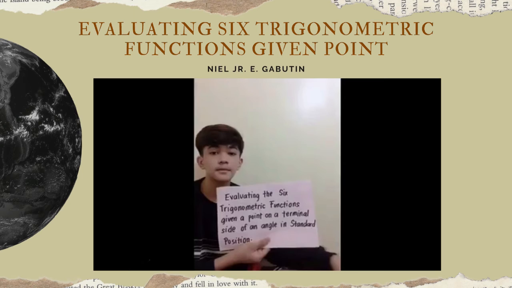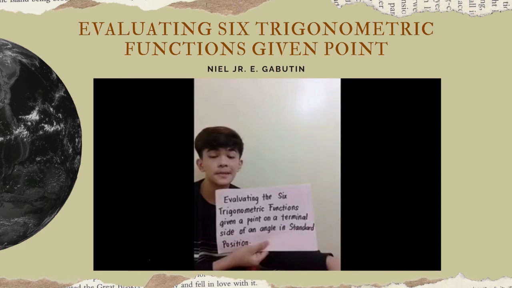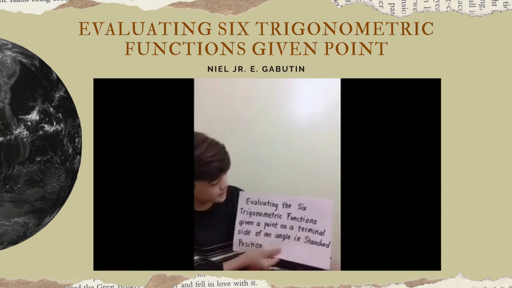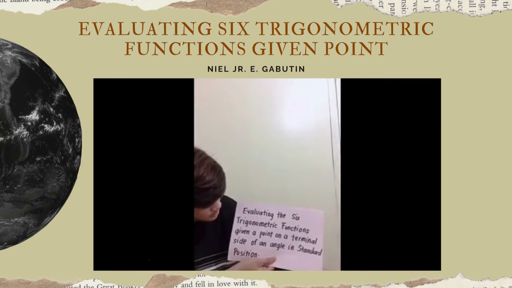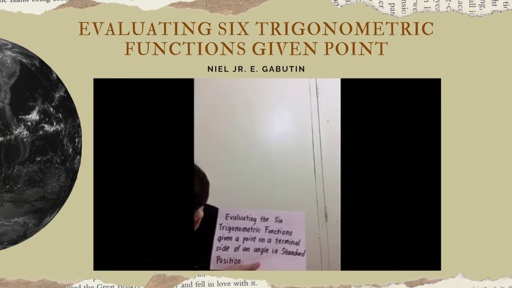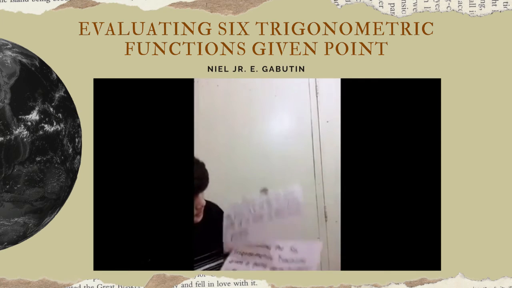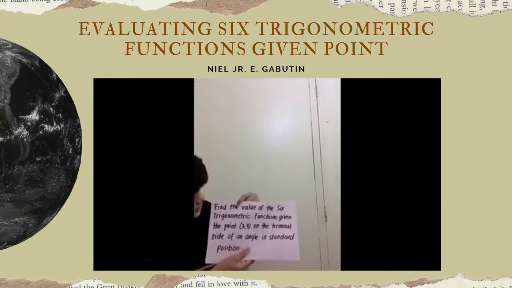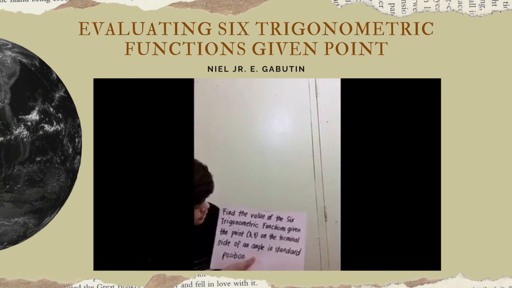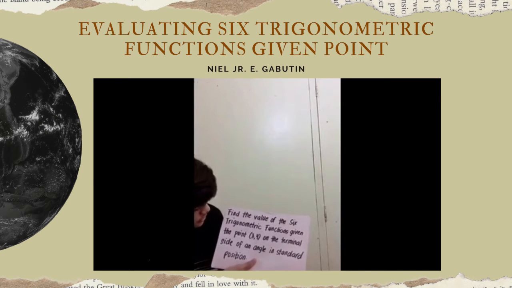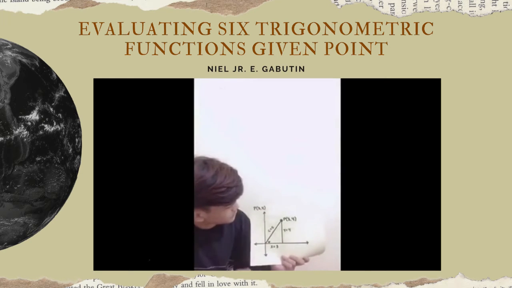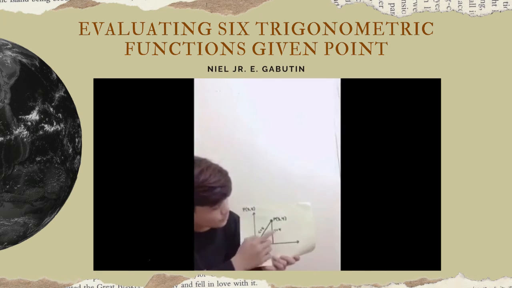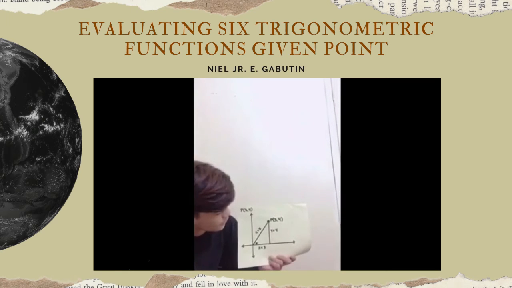I'm Niel Gabutin from STEM 11A. Evaluating the 6 trigonometric functions given a point on the terminal side of an angle in standard position. Find the value of the 6 trigonometric functions given the point (3, 4) on the terminal side of an angle in standard position. So, x equals 3, y equals 4.